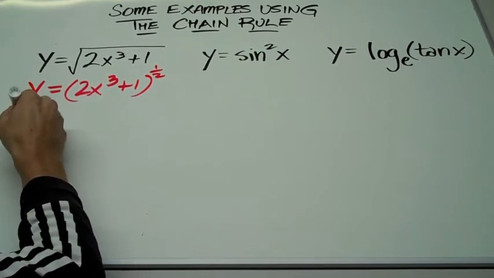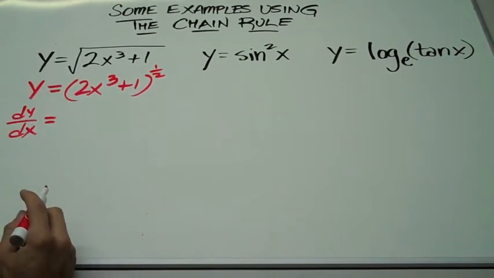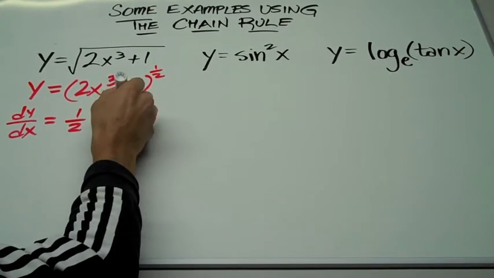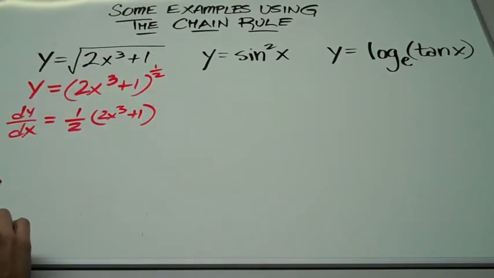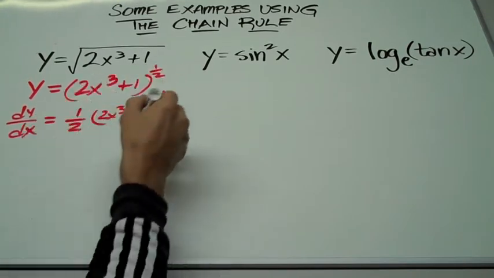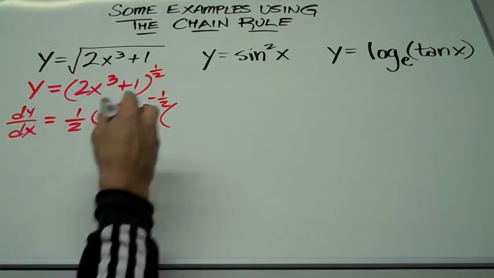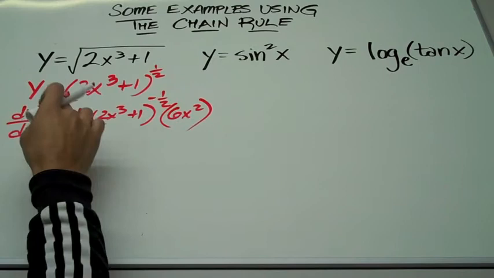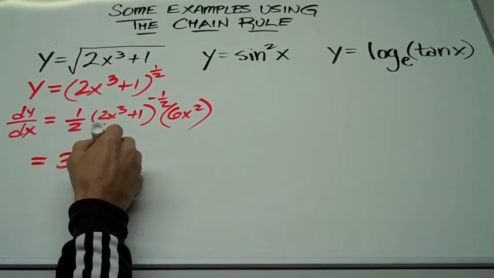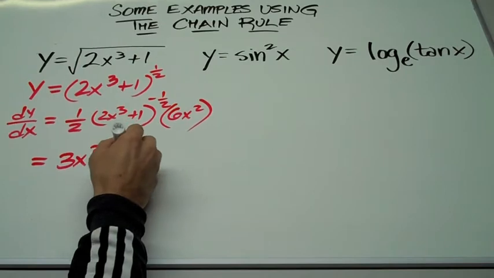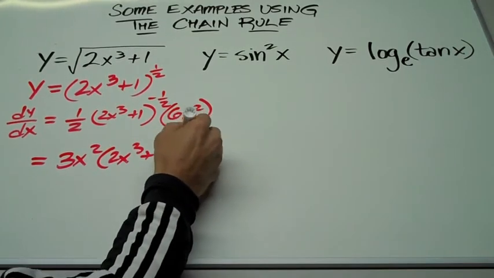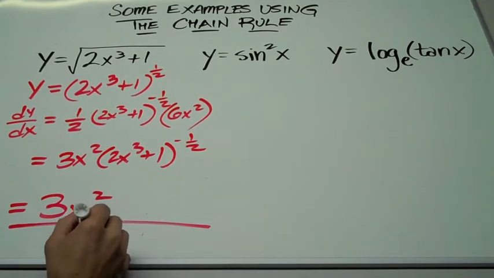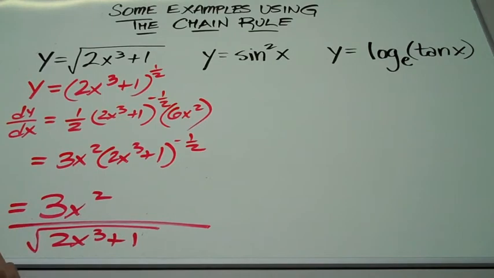So dy/dx is equal to dy/du, which would be 1/2 times your u, 2x cubed plus 1, to the 1/2 minus 2 over 2, which is negative 1/2, times the derivative of whatever is in parentheses, which would be 6x squared. So this would leave us with 6 divided by 2 is 3x squared times 2x cubed plus 1 to the negative 1/2, which we can simplify to 3x squared over the square root of 2x cubed plus 1.